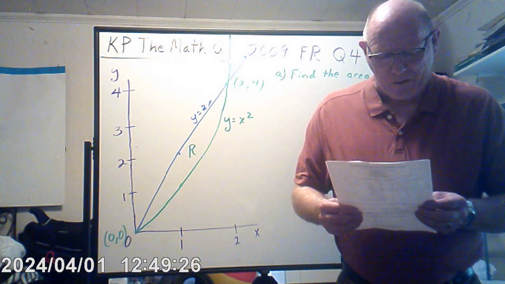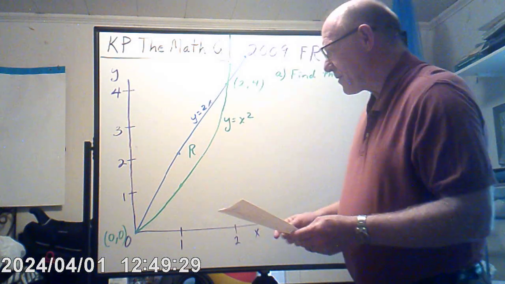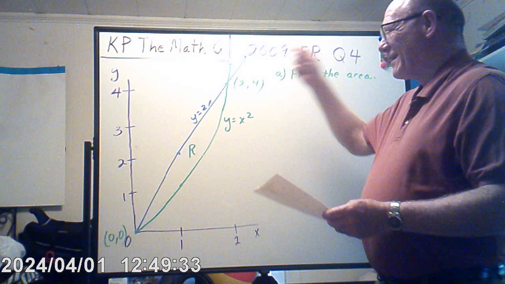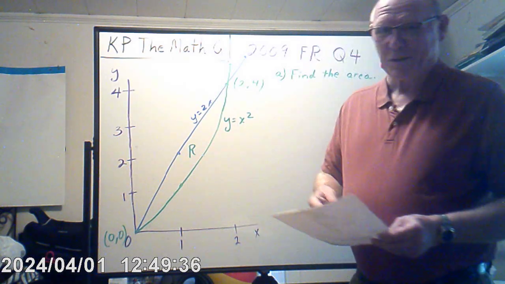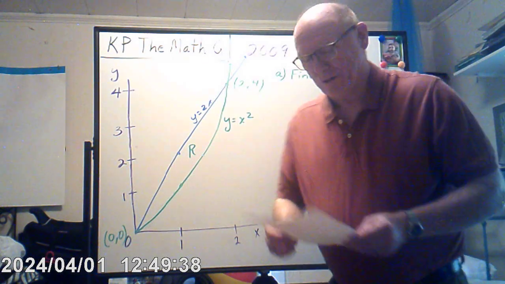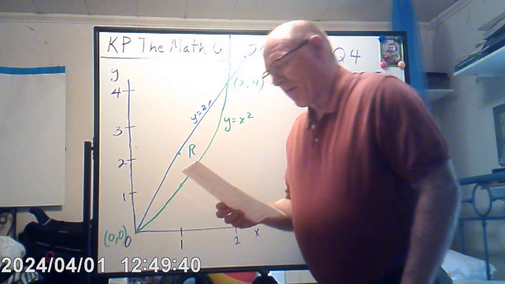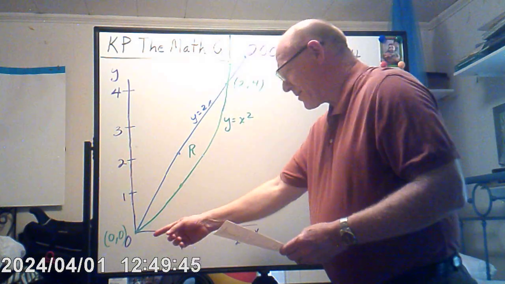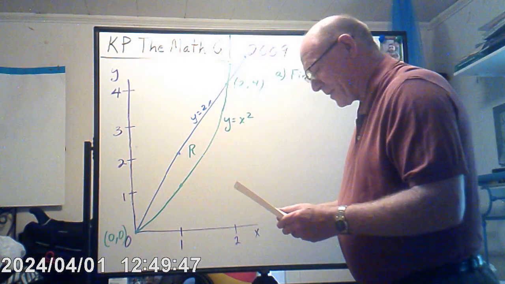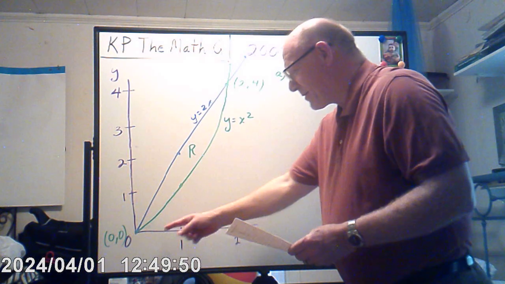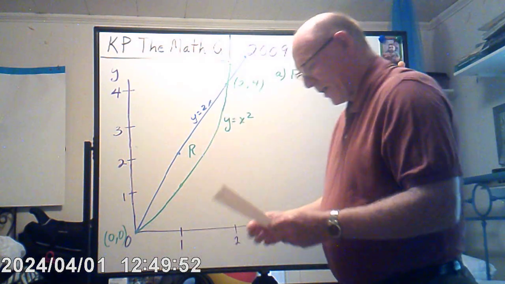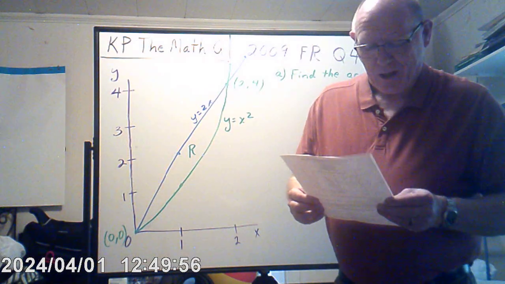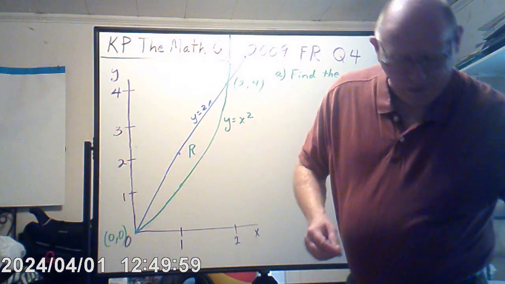On this one, you've got y equals 2x. That's supposedly a straight line there. It's not drawn to scale, as you can tell. You just have to imagine that it's a straight line. And then you've got y equals x squared in the green, and we can see that it is a curve, a piece of a parabola. The region is bounded by these two curves. So we want to find the area of region R.